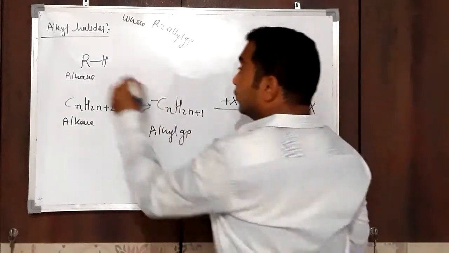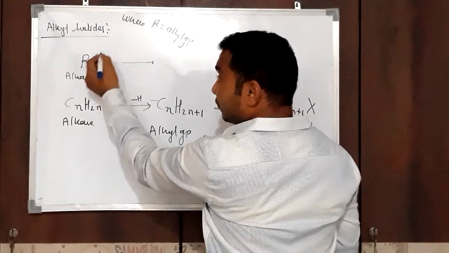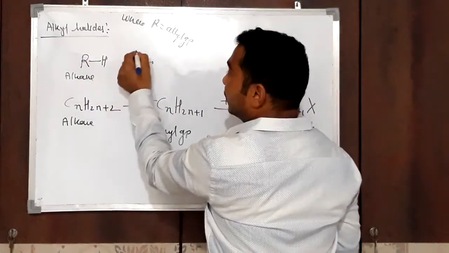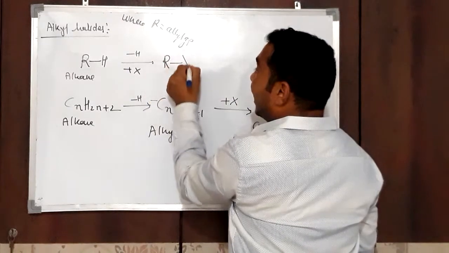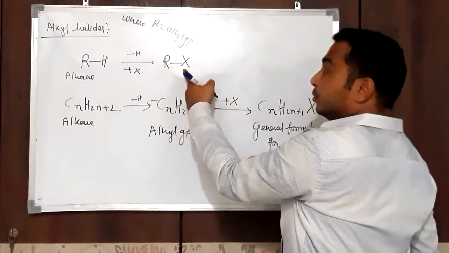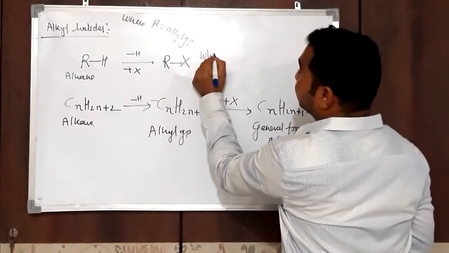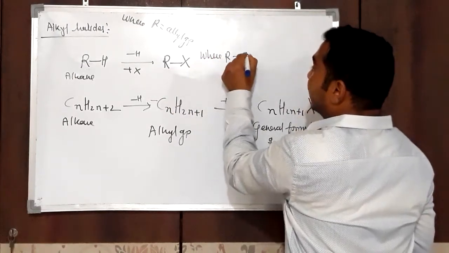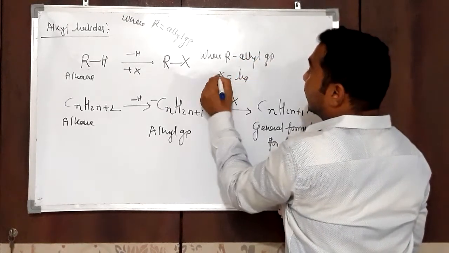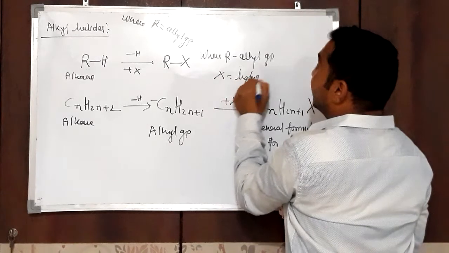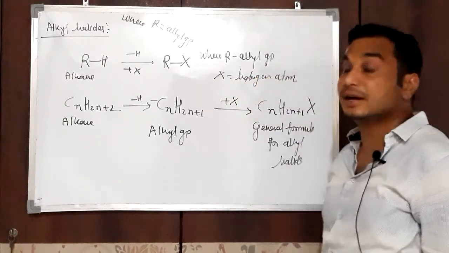Alkyl group. Now, how is an alkyl halide obtained? Just remove one hydrogen, and instead of that attach a halogen atom. So it will give R-X. This is the representation of alkyl halide, R-X, where R stands for alkyl group and X stands for halogen atom. So this is the simple definition of alkyl halide.